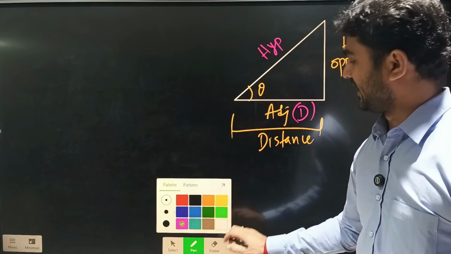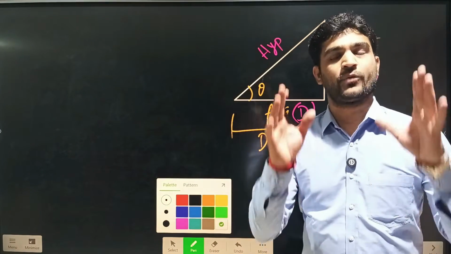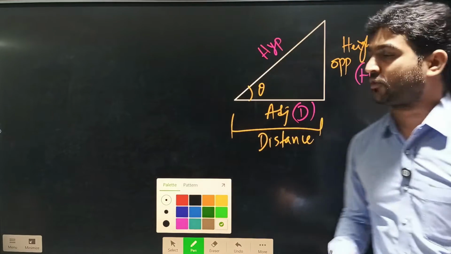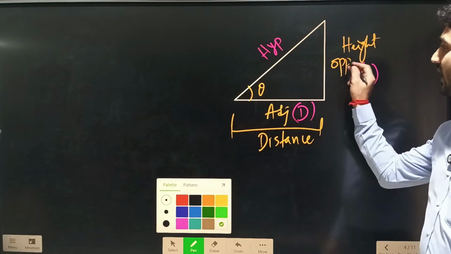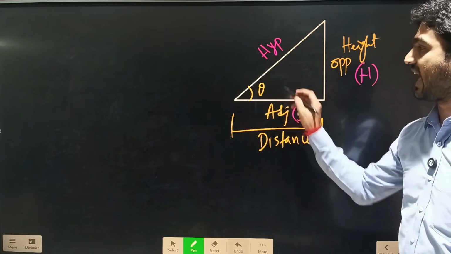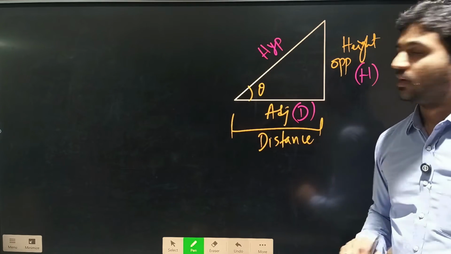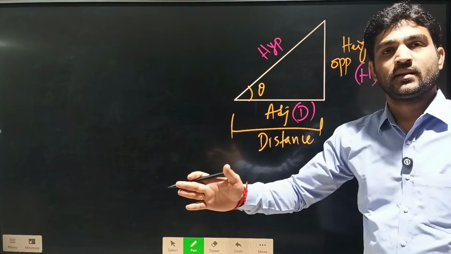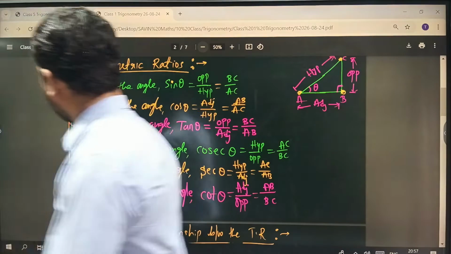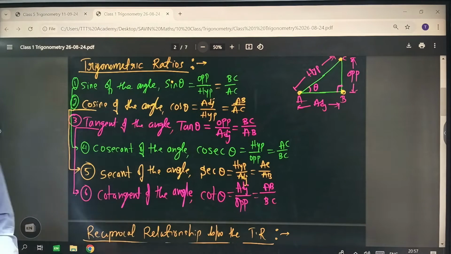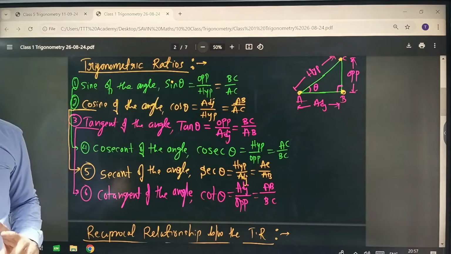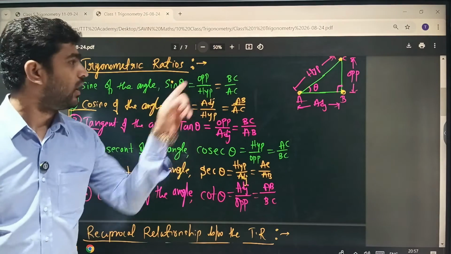Now dear students, if you want to measure the height of the building, height means which side? The opposite side, right? Height is the opposite side for this considered angle theta. Now what is the distance? The distance is the adjacent side. So in trigonometry, which ratio has opposite and adjacent? Observe very carefully. What is in sine? Opposite by hypotenuse. Sin is the ratio of opposite by hypotenuse.